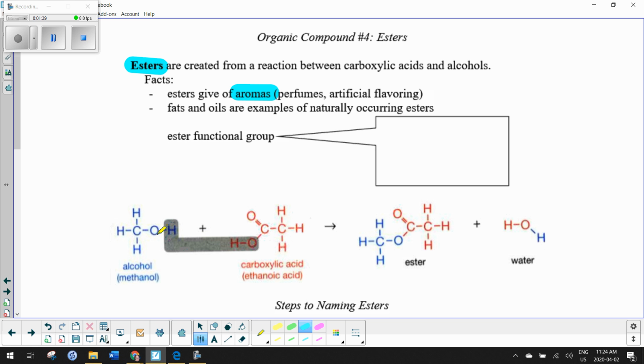Then what you have left is this O missing a bond, and this carbon missing a bond, and you have to have the correct number of bonds. So this carbon is going to bond to this O, as you can see here. Your ester functional group is the single bonded O, double bonded O in the middle of a compound.